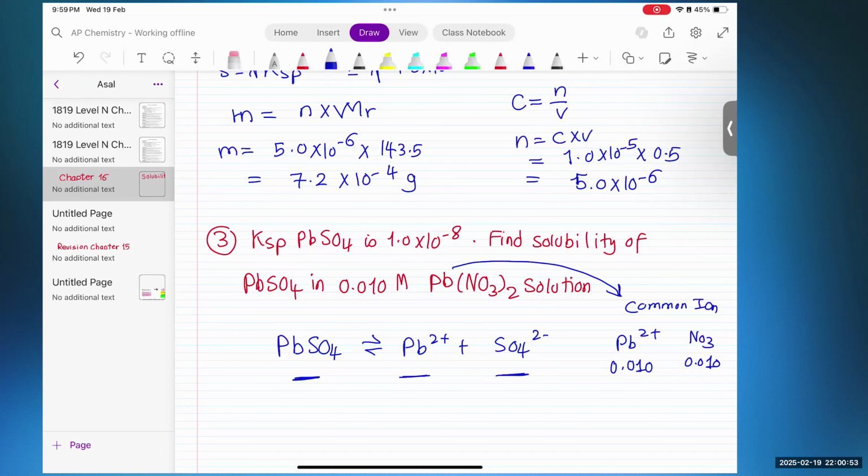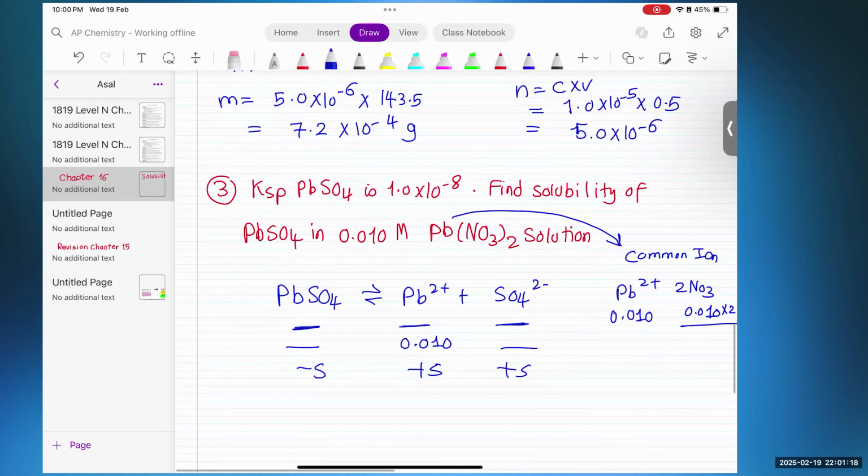But the ratio is 2, so it will be multiplied by 2. But we don't need this number anyway. I just need the lead, which is 0.010. So this means you did not start by anything, but you started with 0.010 of the lead, correct? I will do the same. Minus S, plus S, plus S. So nothing, and then 0.01 plus S, and then S.